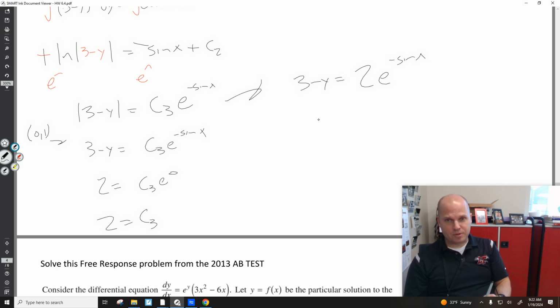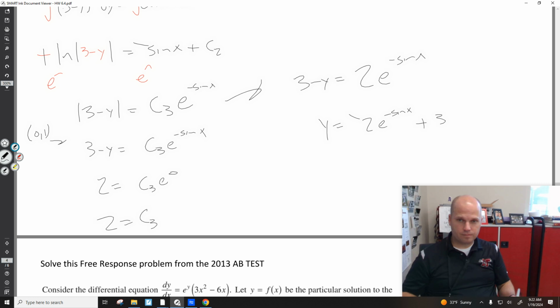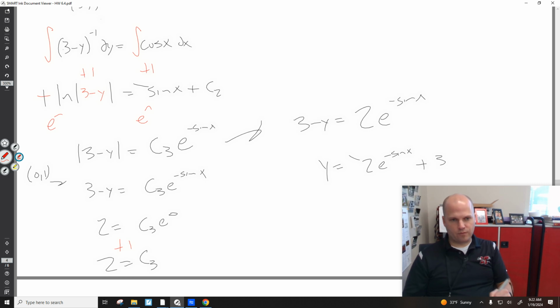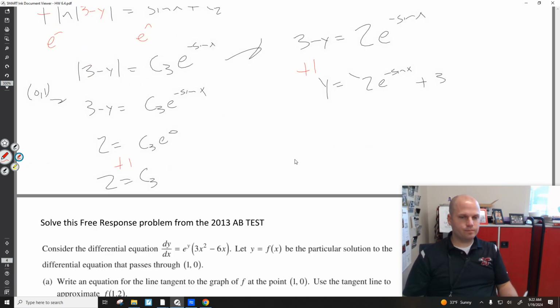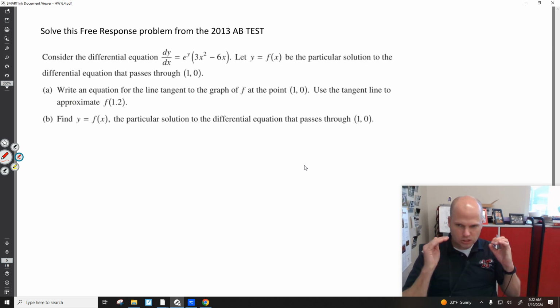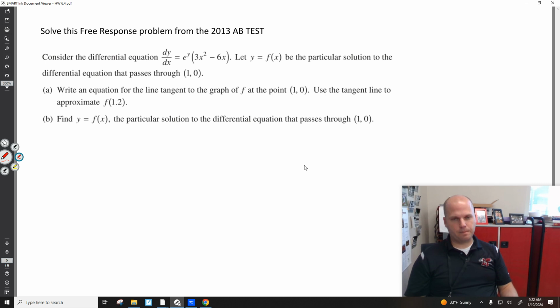Subtract 3. Take the opposite of both sides. However you want to do it, do it. You could even divide by negative 1 and leave it, or you could just take the opposite of both sides. One point, one point, one point, maybe one point. Definitely one point, definitely one point. Yes, this is a great one. Great one.